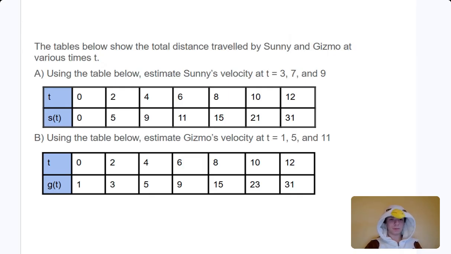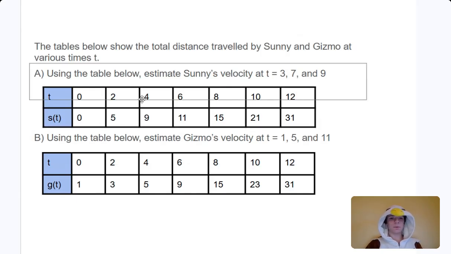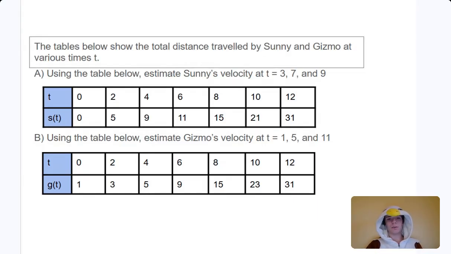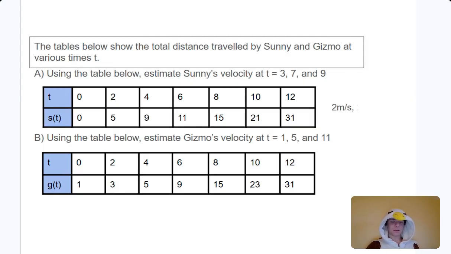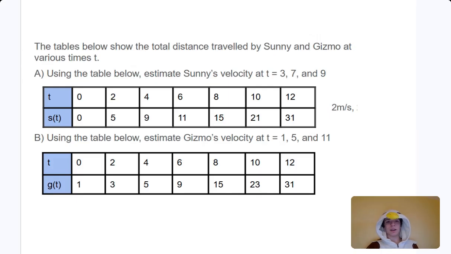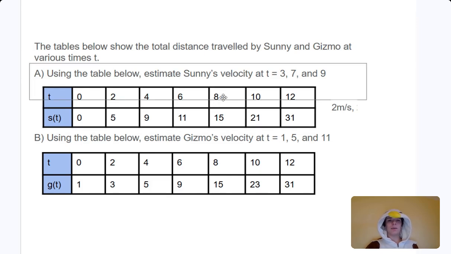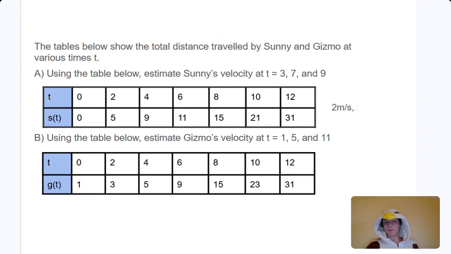So we can just say that we have the change in y over the change in x. That's going to be 9 minus 5 over 4 minus 2. So that's 4 over 2, or 2. So our velocity is around 2 meters per second. Now at 7, that's going to be right in between 6 and 8. So that's 15 minus 11 over 8 minus 6. That's also going to be 4 over 2, or around 2 meters per second.